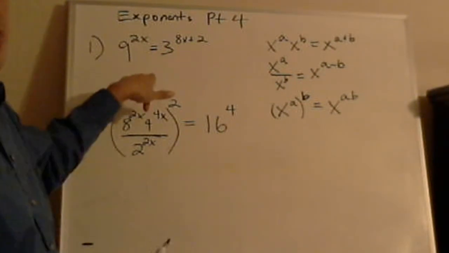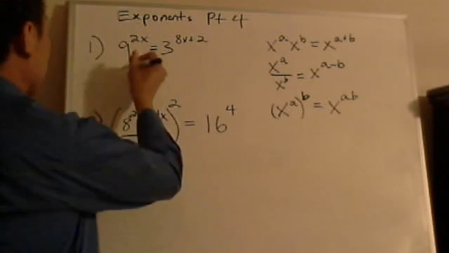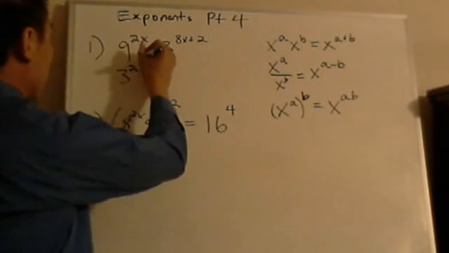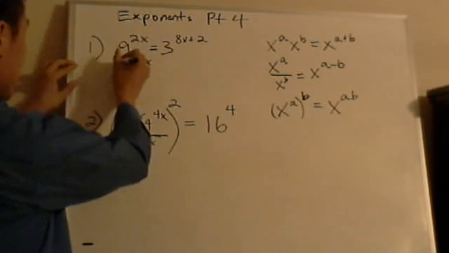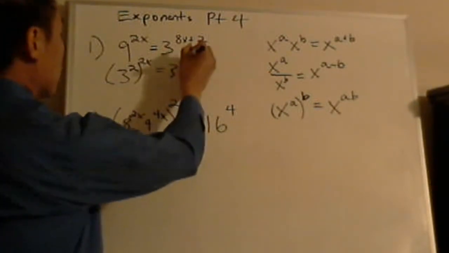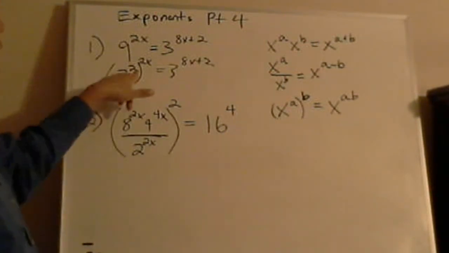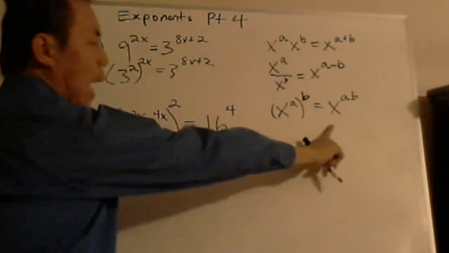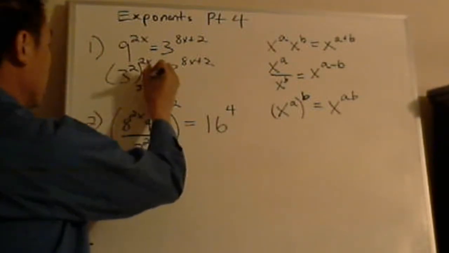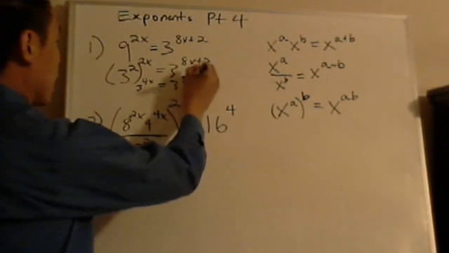So over here, 9 is a power of 3. So it's what? 3 squared, right? So you can write 9 as 3 squared and then write the 2x power. Because this is the same thing as 9, 3 squared, right? Now this is equal to 3 to the 8x plus 2. Okay? So now we have 3 squared to the 2x. Remember this rule? Power on power. What do you do? You multiply the exponents, right? So you get 3 to the 4x equals 3 to the 8x plus 2.